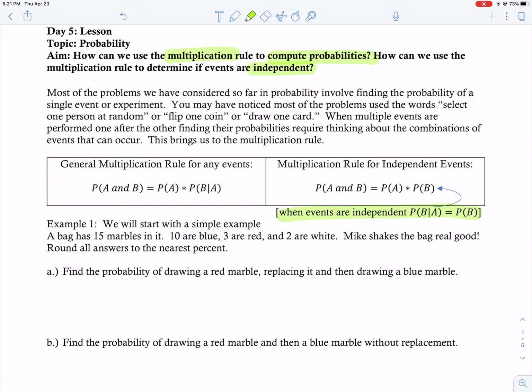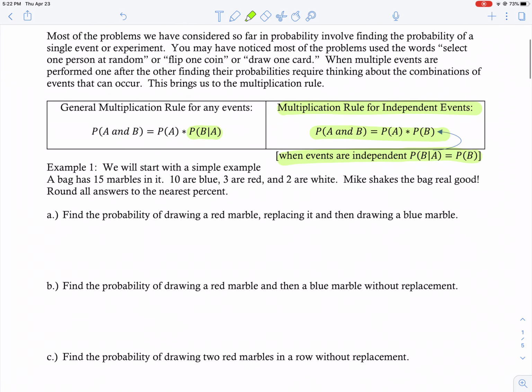So here's pretty much the rule that you're most likely going to be using: the probability of A and B equals the probability of A times the probability of B. What they really did was just replace the probability of B given A, knowing that if events are independent, that's really just equal to the probability of B. So the probability of A times the probability of B gives us that rule. Okay, so let's once again just start basic and we'll work our way up.